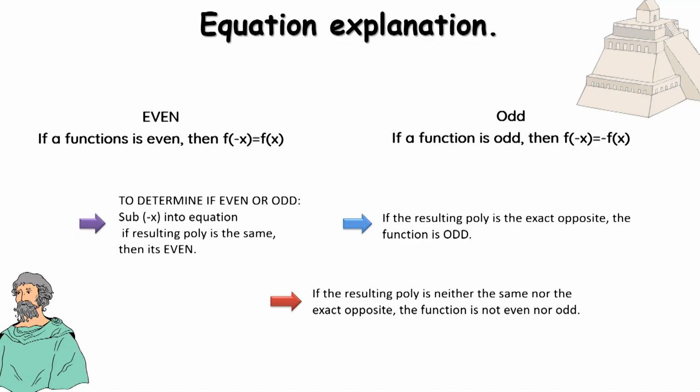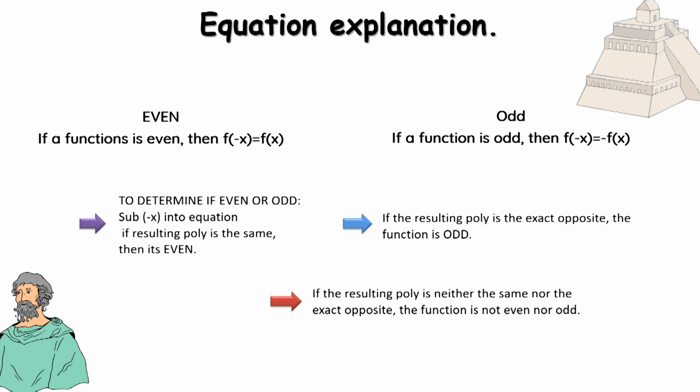Equation explanation. My even functions: if a function's even, then f of negative x equals f of x. To determine if even or odd, sub negative x into the equation. If the resulting polynomial is the same, then it's even. My odd: if a function is odd, then f of negative x will equal negative f of x, meaning my output's going to be negative. If the resulting polynomial is the exact opposite, then the function is odd. If the resulting polynomial is neither the same nor the exact opposite, the function is not even or odd.